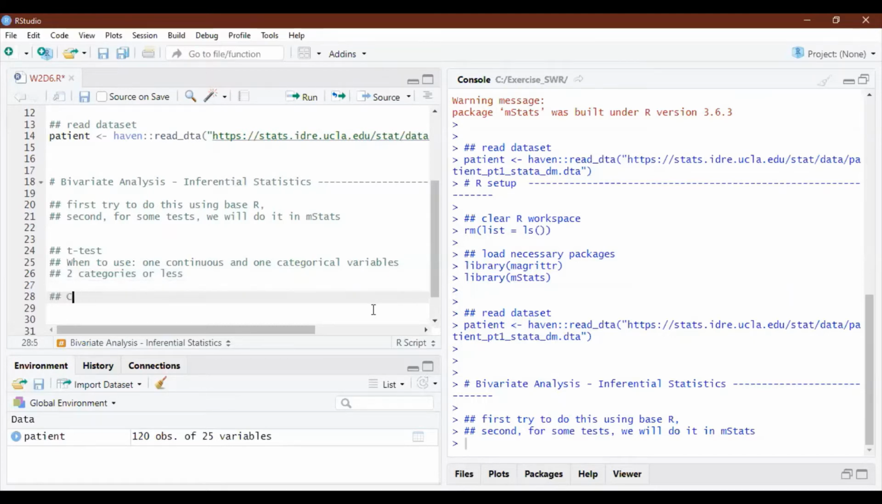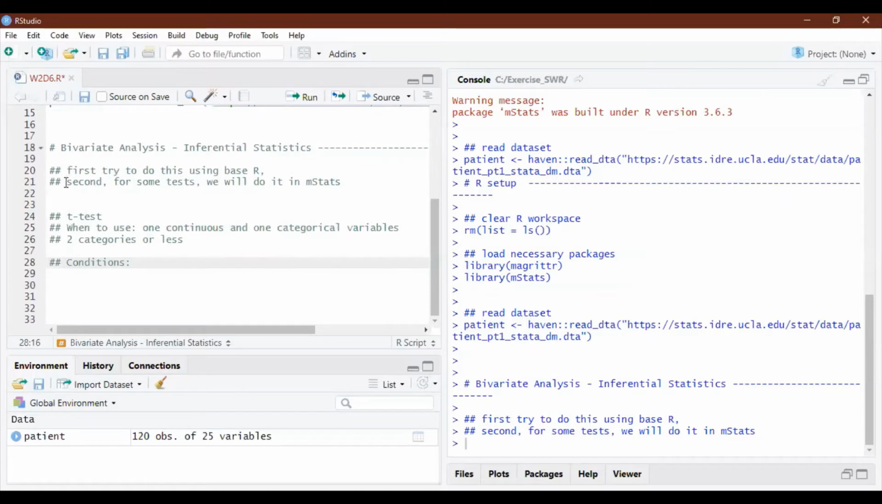Now, what are the conditions? The t-test is a parametric test. All parametric tests are based on the central limit theorem, the theoretical distribution we will be talking about here. So we follow the central limit theorem assumptions. What are they? The first one is independence, and the second one is sample size. That we already know.